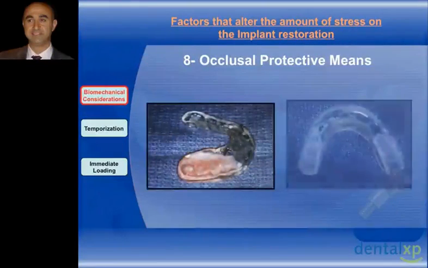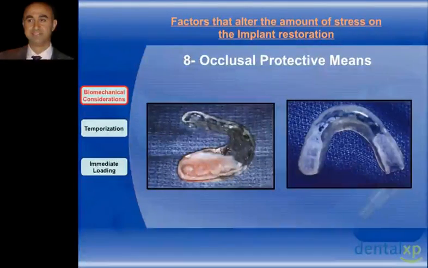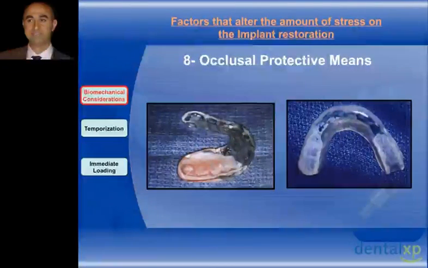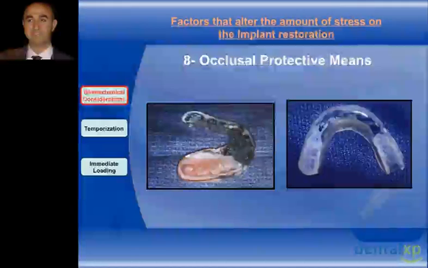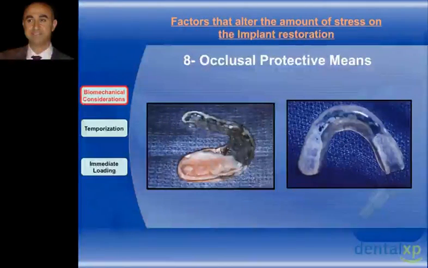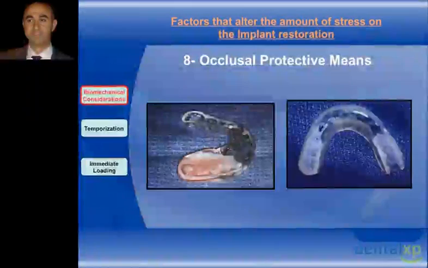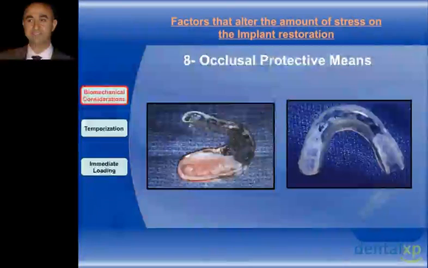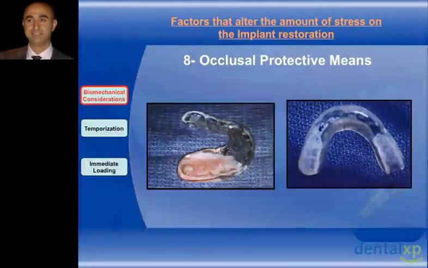Whenever possible, in most of the implant cases, I try to give some kind of an occlusal protective means such as night guards, because again the patient tends to grind and clench on implants and they don't have any proprioception, so they don't really know the amount of impact forces on the implants. Even if I had to reline this night guard with a soft tissue reline material in the area of the implant itself.